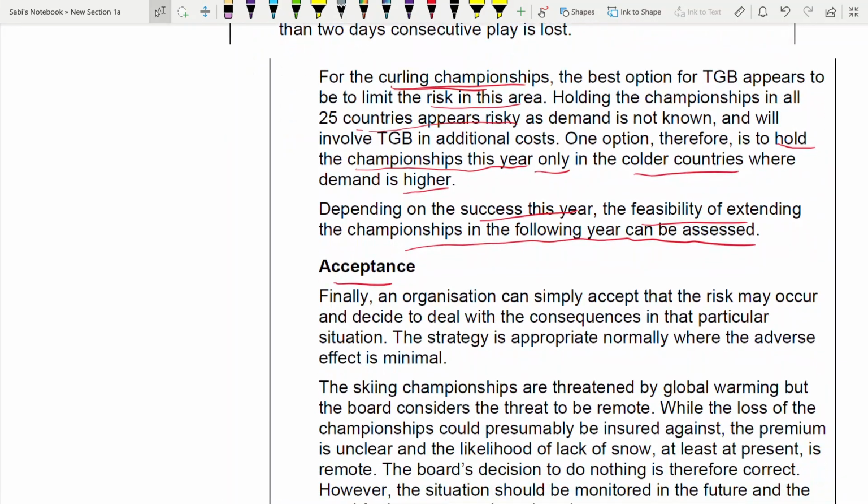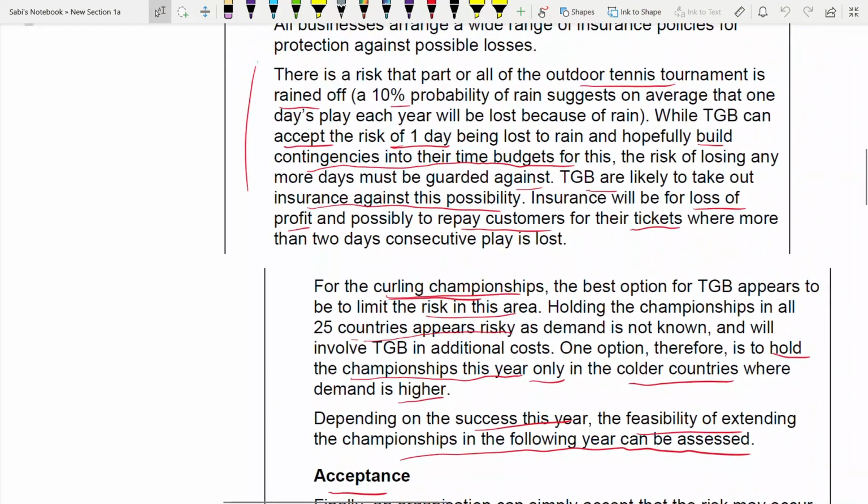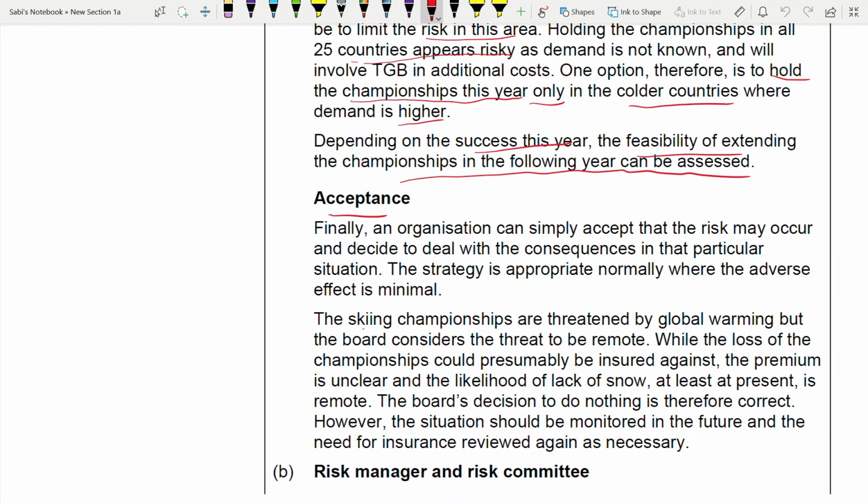Simple. Acceptance. Okay. So if you see, two things are gone. One is the curling championship, the other one is regarding the rain. Now what is left? The skiing championship.